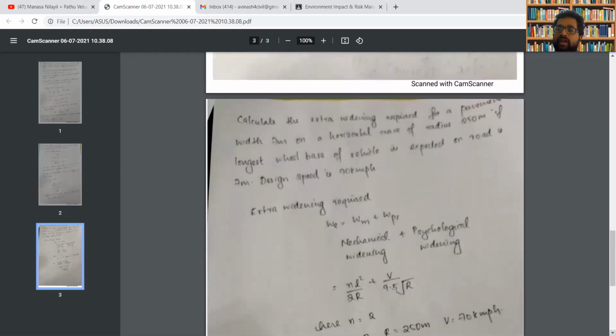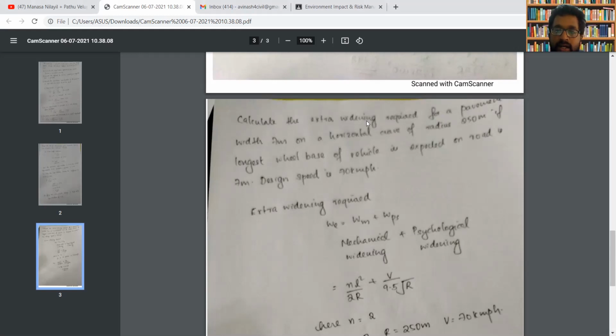Another question is regarding the extra widening of pavement. So for extra widening of pavement, there are two components. One is mechanical widening and the other one is psychological widening. So calculate the extra widening required for a pavement if the width is 7 meters on a horizontal curve of radius 250 meters. So pavement width is given as 7 meters, radius of horizontal curve is given as 250 meters. Then the longest wheelbase of vehicle expected on the road is given as 7 meters. And the design speed is also given as 70 kilometers per hour. You have to work out the extra widening required.